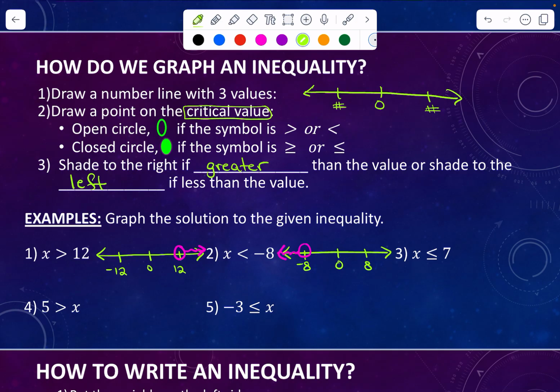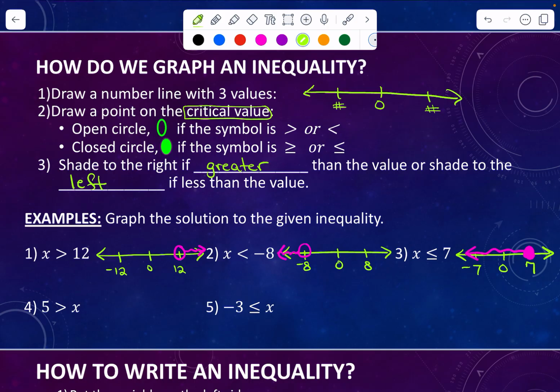Let's try another one. It says x is less than or equal to 7. So I'm going to draw my number line and put my 3 values in here: 0, 7, and its opposite. I'm going to go to 7. It is less than or equal to, so this time I am allowed to be 7. I can actually be the value of 7 and it would still make it true. And x is less than that, so I would shade to the left.